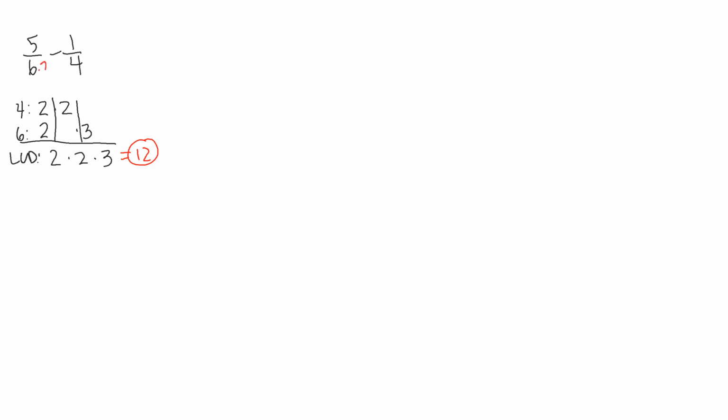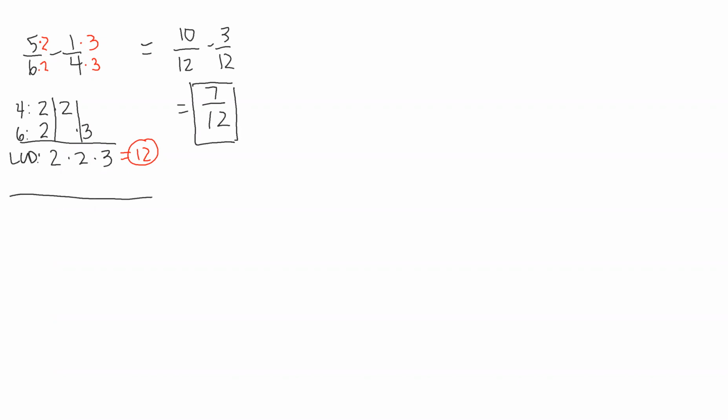6 gets multiplied by 2 to get 12. So top and bottom by 2. 4 gets multiplied by 3 to get 12. So top and bottom by 3. I rewrite. I get 10/12 minus 3/12 or 7/12. 10 minus 3 is 7. Keep the common denominator of 12. 7 and 12 have no common factors. So we're done. All right. Let's do maybe one more.